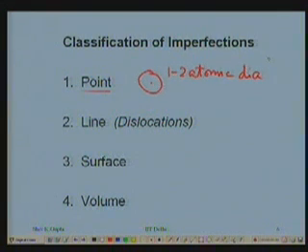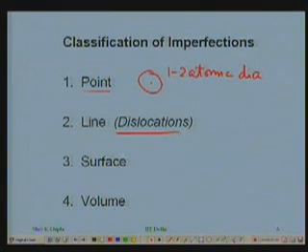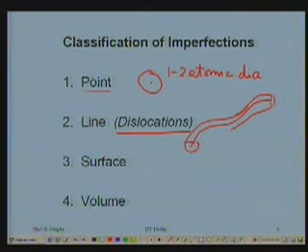Similarly, there could be lines. Lines could be straight lines, or curved lines, usually curvilinear lines, and we give them a special name: these are called dislocations. Again, around a line, let us say this is some line, there would be a volume which is a defect region. This volume, or the diameter of the cylindrical region around the line, could extend from 2 to 5 atomic diameters. Again, it is a volume.